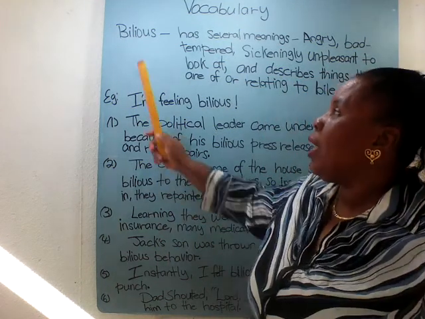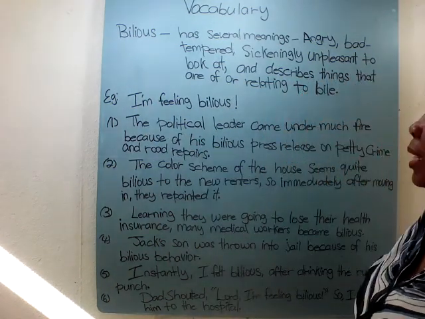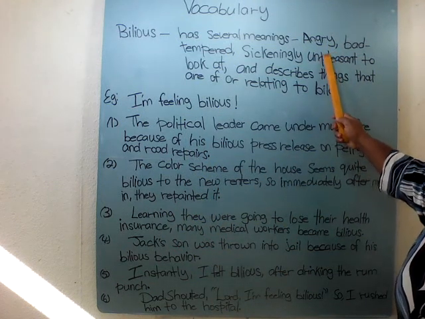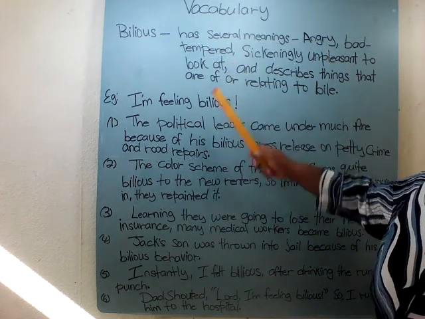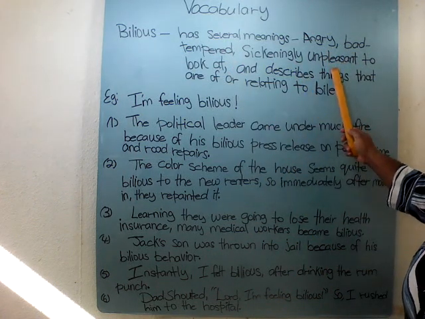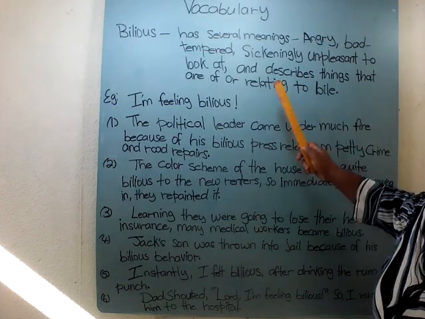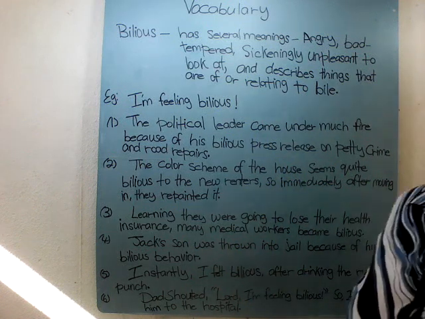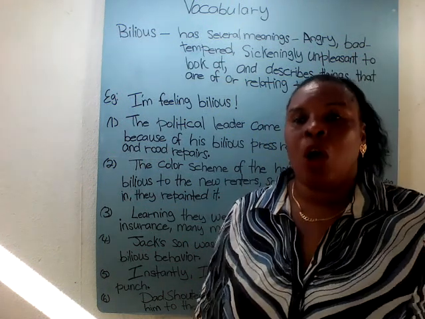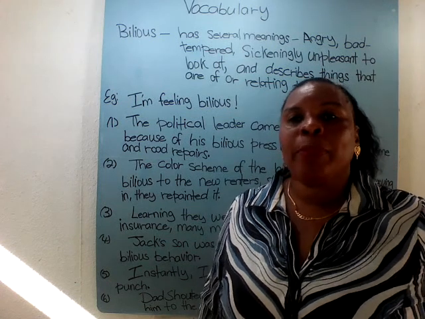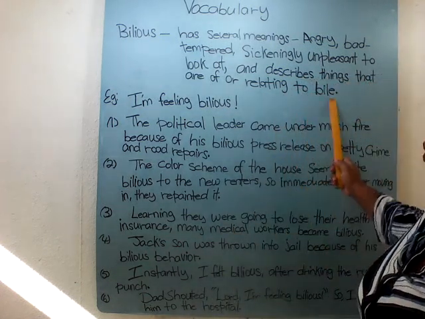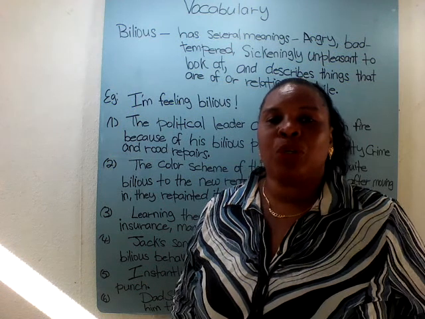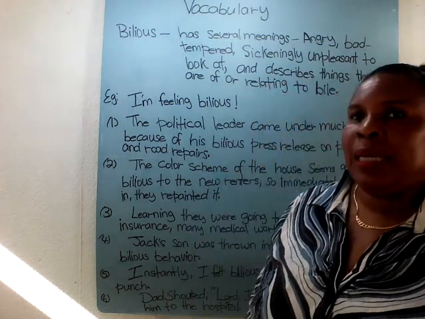Alright, so our word here is bilious. And what is the meaning of bilious? It has several meanings, but the most popular meaning is being hungry, bad-tempered, sickeningly unpleasant to look at, and describing things that are of or relating to bile. A bile is irritation, confrontation, anger, upset, quarrel. Alright, so that's when you say you have a bile with someone. So to be irritable, to be angry, to be upset, to be in a quarrel.